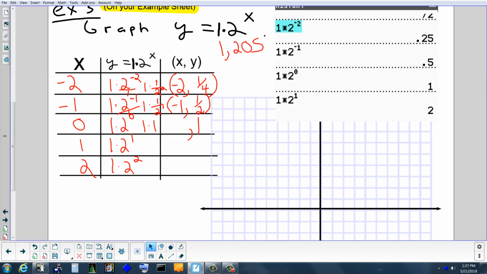I'm getting the 0 from right here. How did I get that 1? 1 times 2 to the 0 power. We just said anything to the 0 power is 1. The 1 is part of the problem. 1 times 1 is 1.